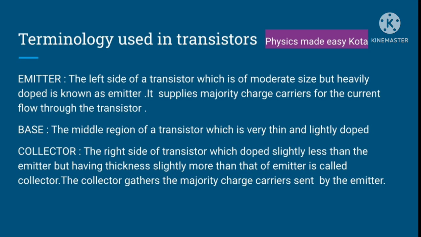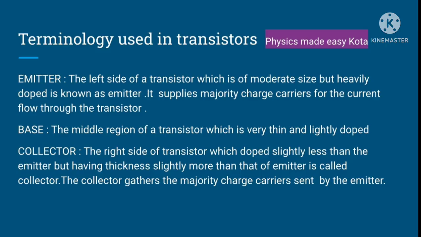So now here are some terms that are used in a transistor. Number one, the emitter. Its symbol is capital E. It is the left side of a transistor, which is of moderate size but heavily doped. It supplies majority charge carriers for current flow through the transistor. Second one is the base. The middle region, which is lightly doped and very thin, is known as the base.